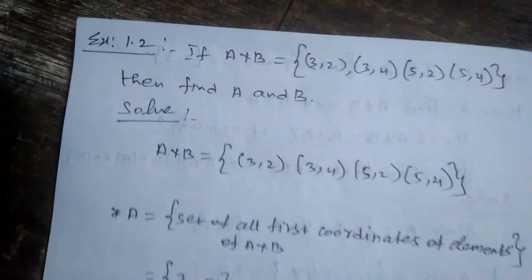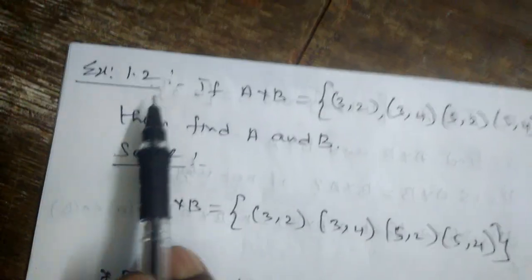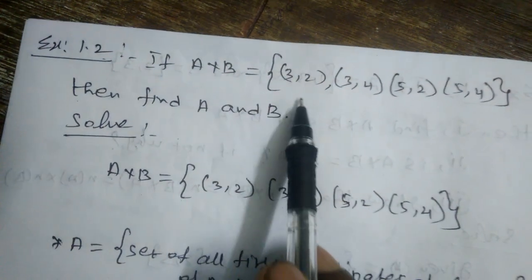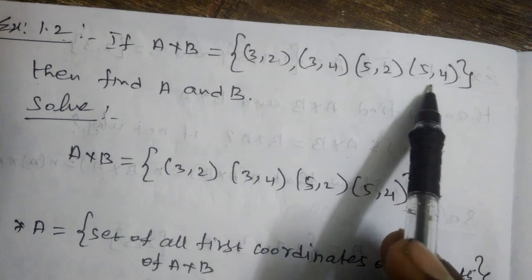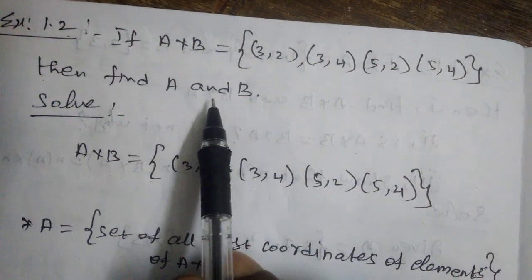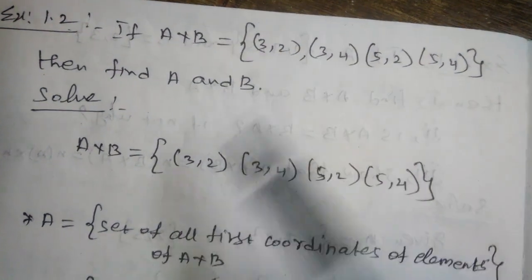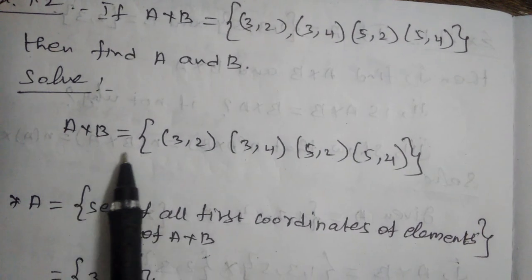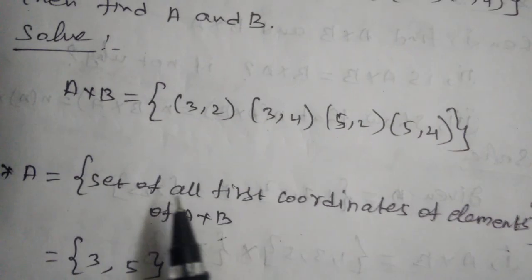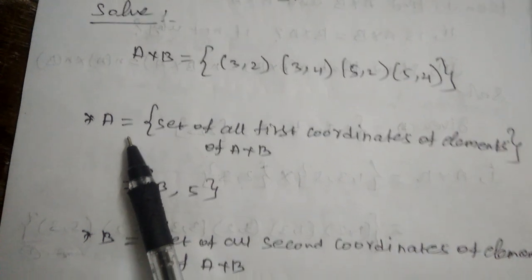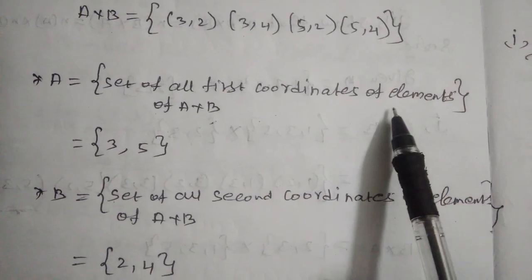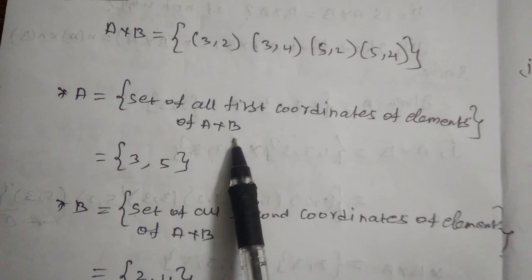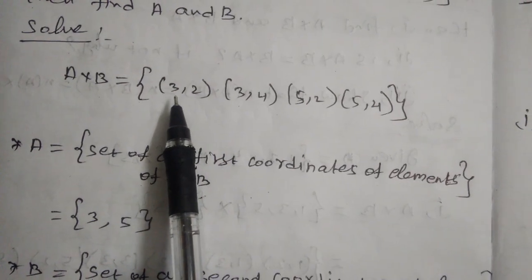Right. Now we go to example number 1.2. If A cross B is equal to {(3,2), (3,4), (5,2), (5,4)}, then find A and B. Now A cross B is given, and A is the set of all first coordinates of the elements of A cross B. What is the first element?